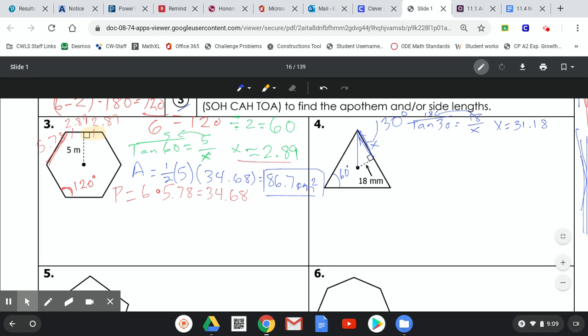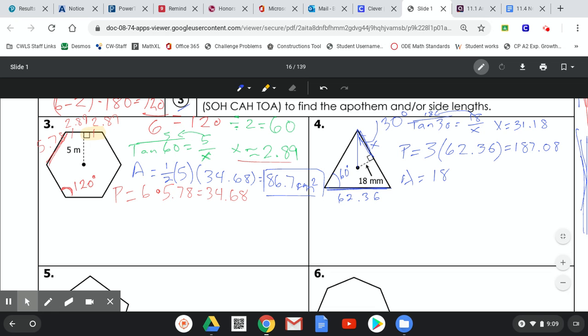So understand what we're looking for here, and that is the perimeter, so we have to know the full length of the side. So we multiply that number by 2 and get the full length of the side, okay, to be 62.36, okay? 62.36. Now, since we have that, we can find the perimeter. The perimeter equals, there's 3 sides, so 3 times 62.36, and that is 187.08.